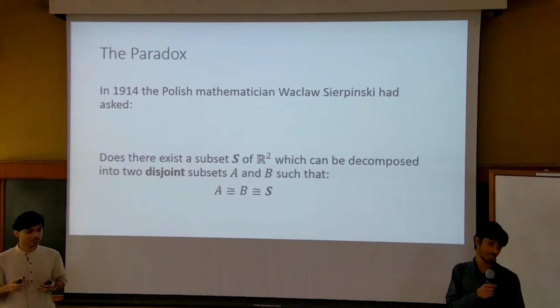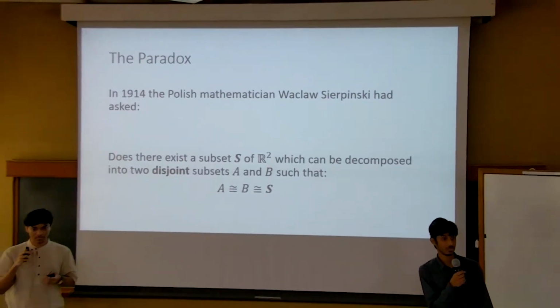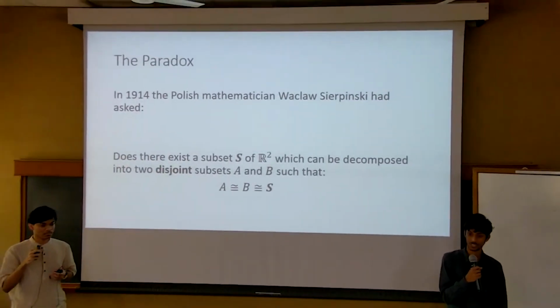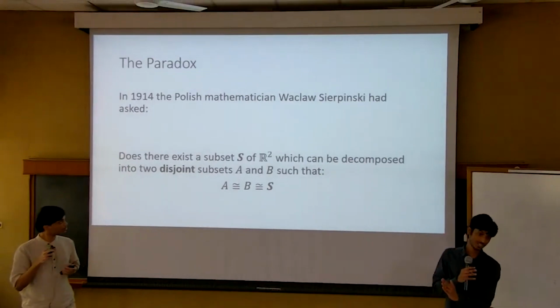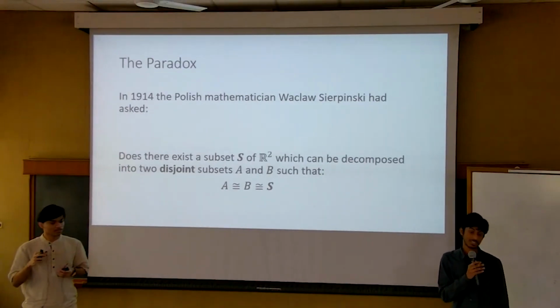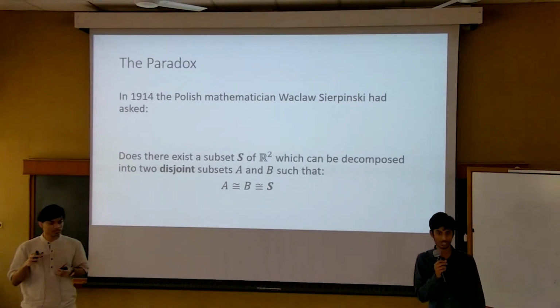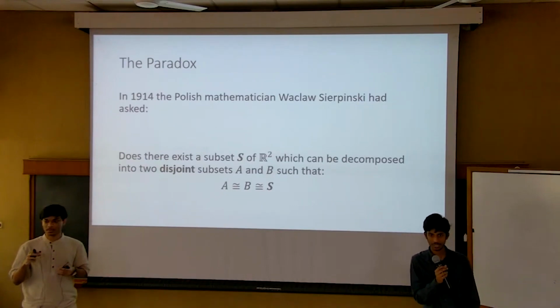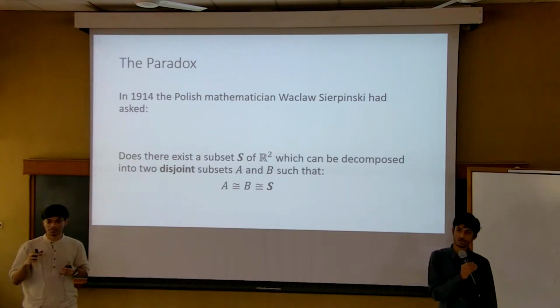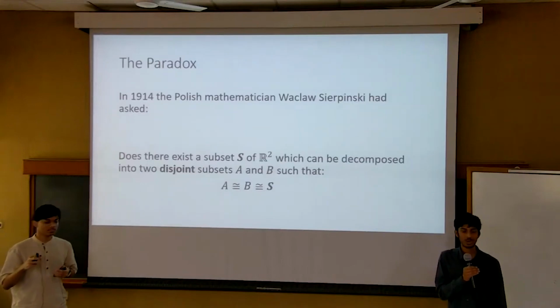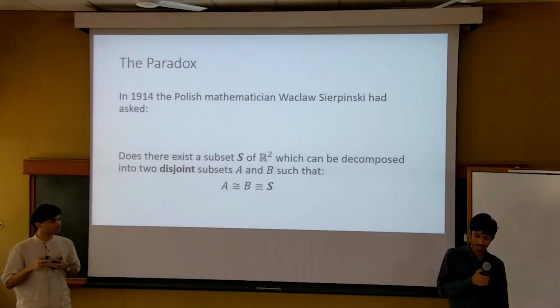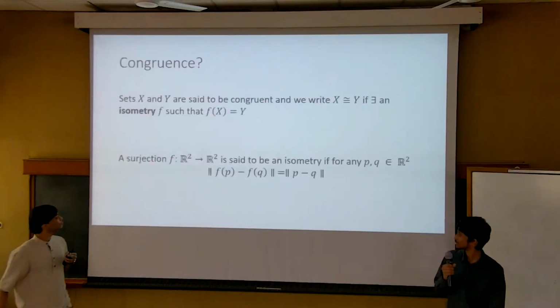In the year 1914, the mathematician Sierpinski proposed a very interesting question. Can there be a subset S of the 2D plane such that I can partition it into two disjoint subsets, A and B, such that A is congruent to B and the two are congruent to S? By congruence, I really mean this.